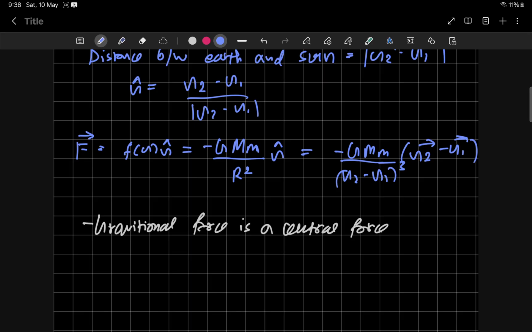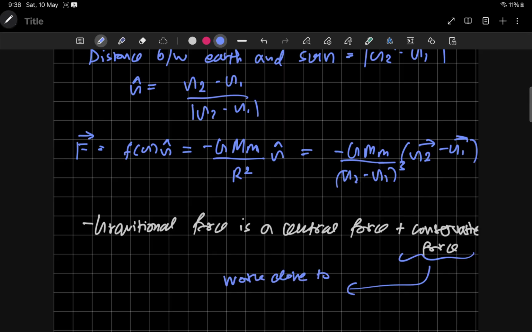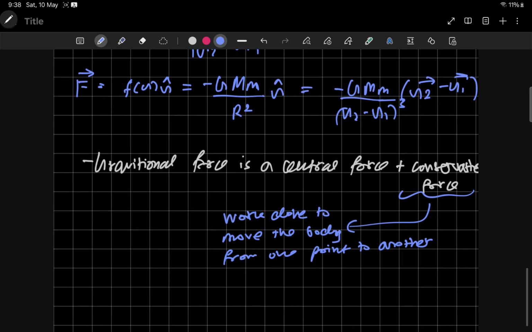So what does that mean? I'll just add it here. It is also a conservative force. What does conservative force mean? The work done to move the body from one point to another is zero. That is all. And you can also prove this.